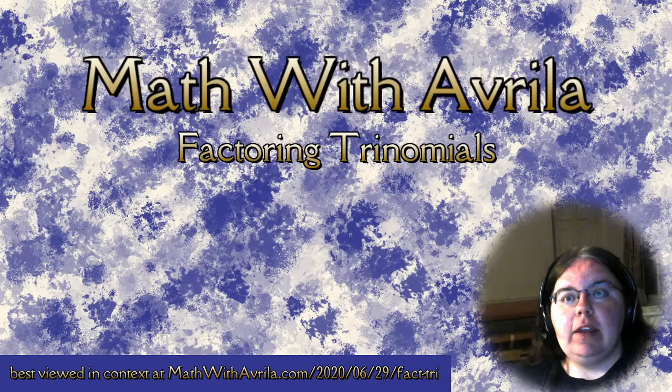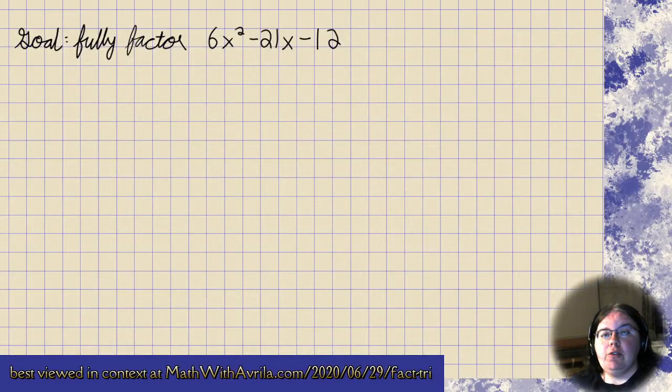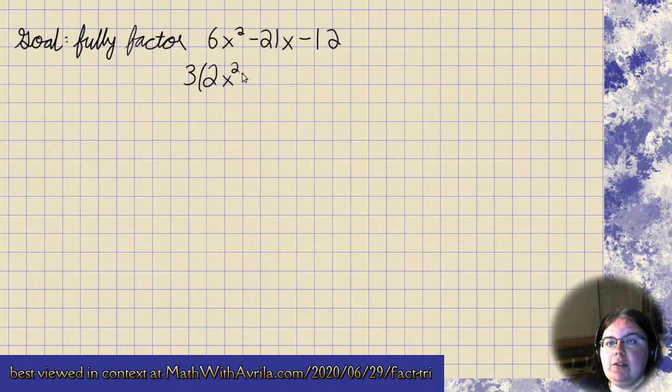We're here in this video with the goal of fully factoring a trinomial. In this case, the trinomial 6x squared minus 21x minus 12. One thing I notice about this trinomial right away is that all of its coefficients are multiples of 3. So although you can do this in either order, it's easier if you start by factoring out that greatest common factor first. So I'm going to start by rewriting this as 3 times 2x squared minus 7x minus 4. Now I will be carrying that 3 along as an outside factor all the way through.